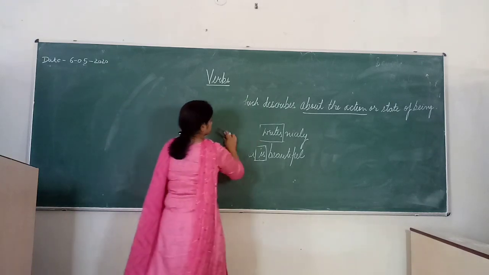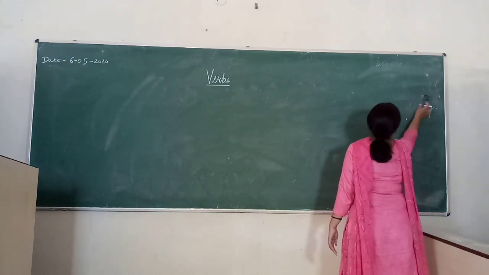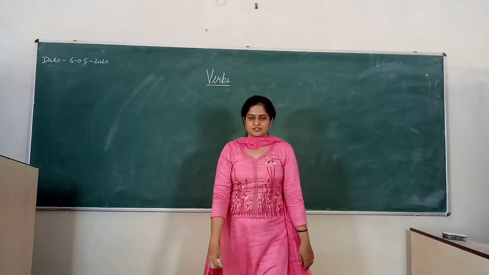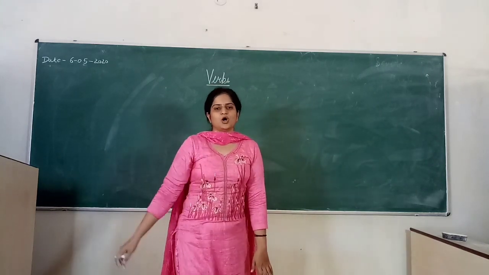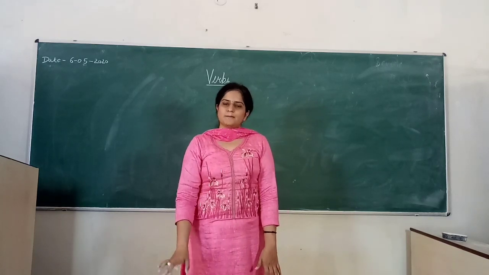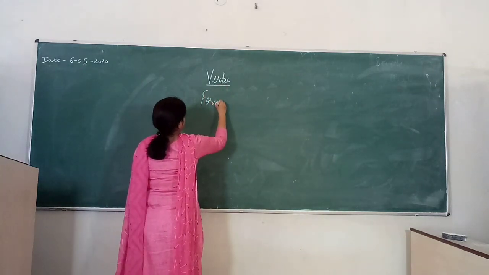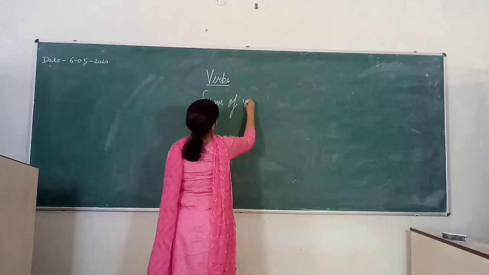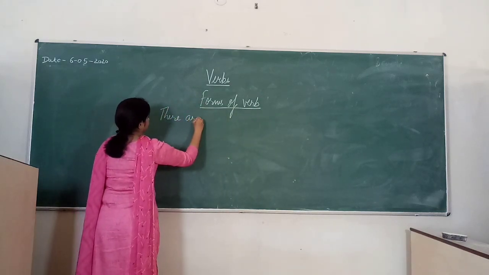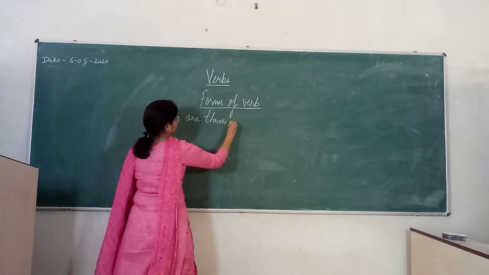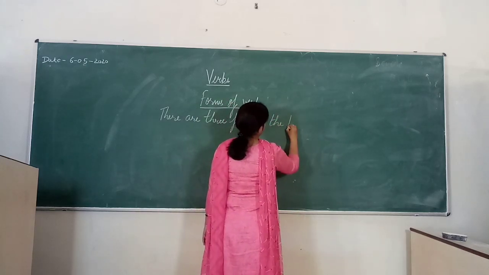Okay. Now, I will be discussing with you various forms of the verb. Basically, there are three forms of the base verb. These are first form of the verb, second form of the verb, and third form of the verb. Or we may also say it as present form, past form, and past participle form. Okay, forms of verb. Now there are three forms of the base verb.